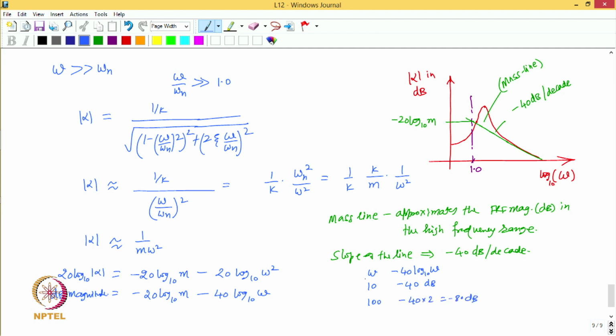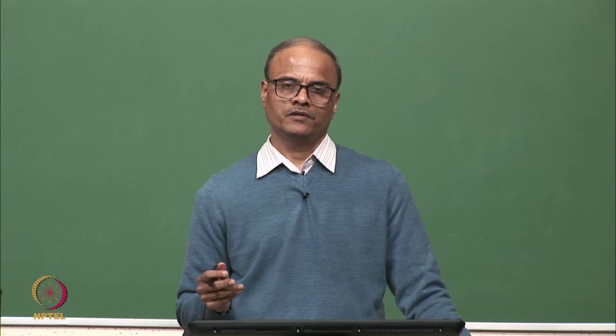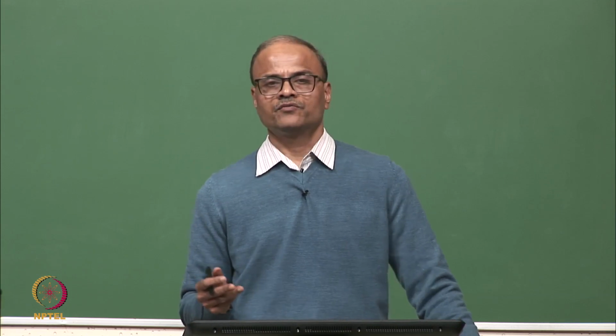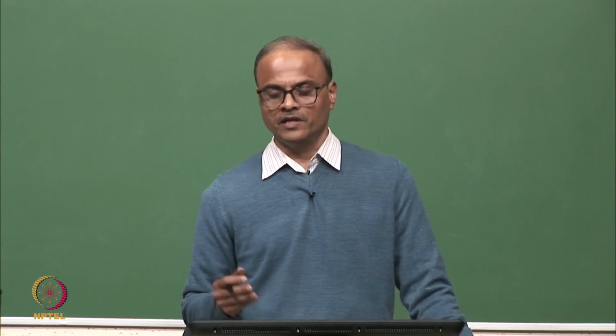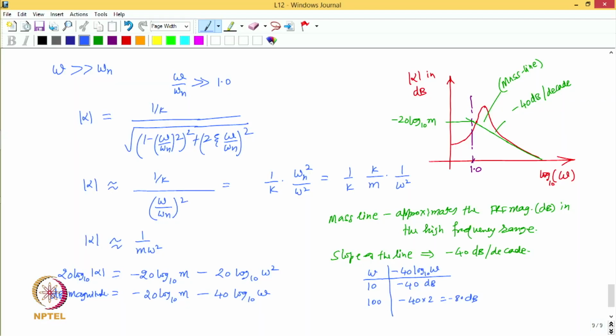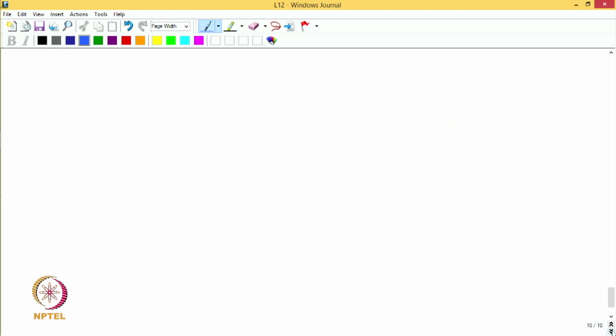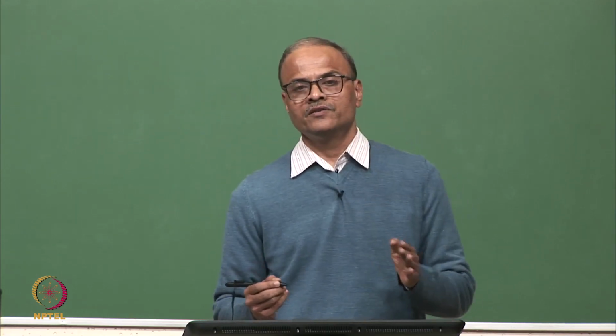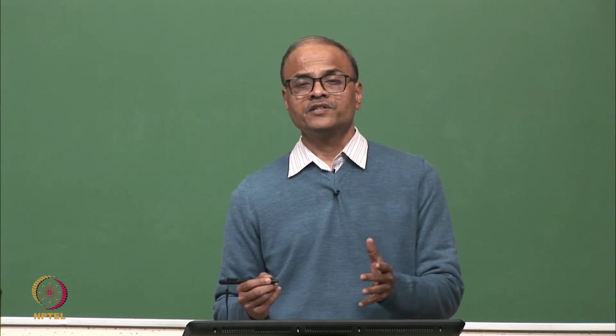So, this means that when we increase the omega by 1 decade, that is a factor of 10, then the magnitude of the FRF drops by 40 dB, and hence we say that the slope of this line is minus 40 dB per decade. So, therefore, now these stiffness and mass lines can be used to identify the mass and stiffness of a single degree of freedom system with viscous damping from its FRF plot.